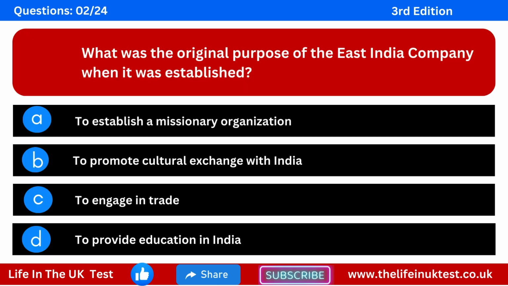Question 2. What was the original purpose of the East India Company when it was established? Option A, to establish a missionary organisation. Option B, to promote cultural exchange with India. Option C, to engage in trade. Option D, to provide education in India.